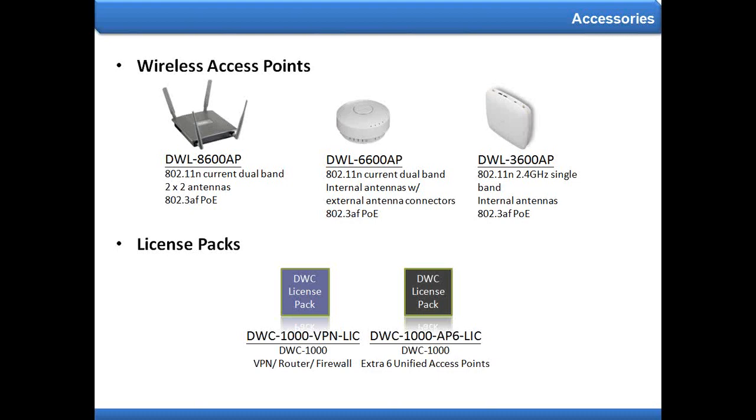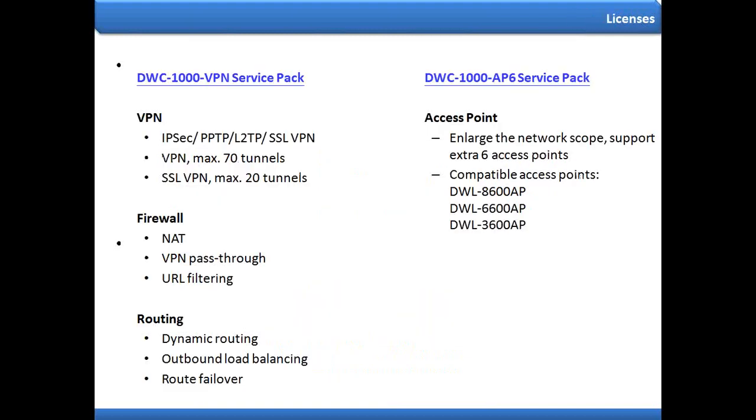With respect to the licenses, the DWC1000 supports 2 license packs. It offers a 6 access point license pack, the DWC1000-AP6 license, which adds an additional 6 access points. We also offer a router license and VPN license for the DWC1000, so that would be the DWC1000-VPN-LIC. What that does is unlock VPN capabilities and the WAN capabilities, so connecting to an ISP, and it also unlocks some firewall capabilities as well, which I'll get into in a moment.